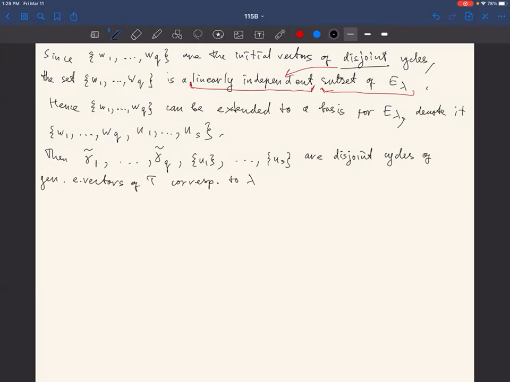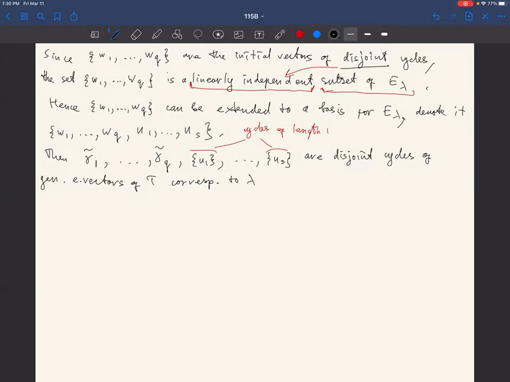Again, remember, if I have an actual eigenvector, it gives me a cycle of length 1 automatically. I just have to take the vector itself, the eigenvector itself. That's how we see that each of these is a cycle. So these are all cycles of length 1. And gamma 1 through gamma q are cycles I already had before. So we have this list of cycles.